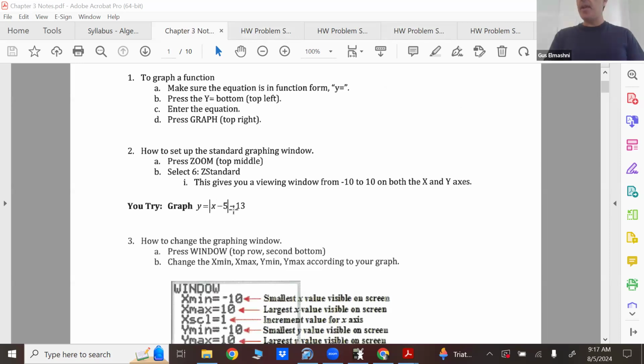And this type of equation, an absolute equation, I haven't talked about that yet with you guys. I'm going to see if I can maybe sneak that in sometime this week.